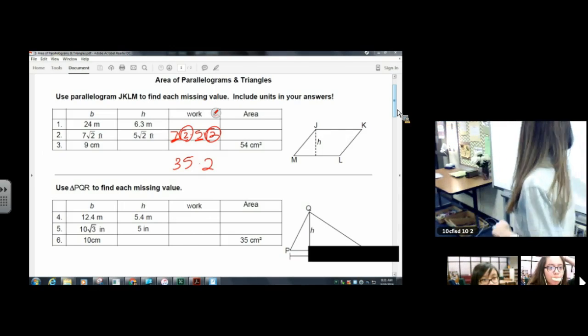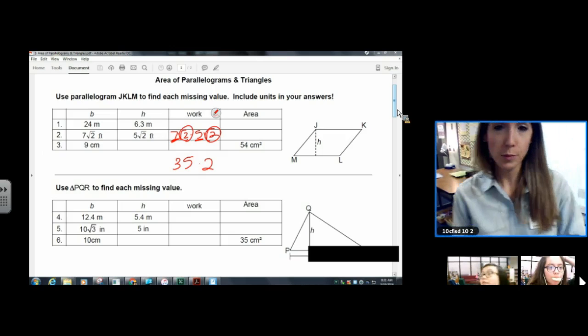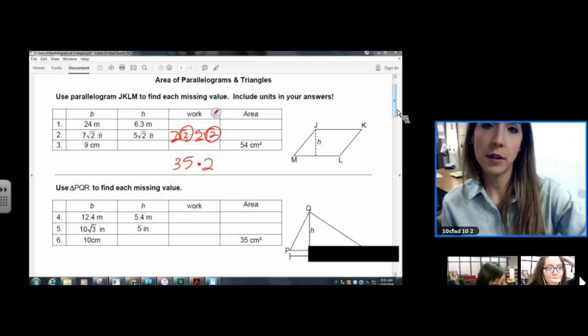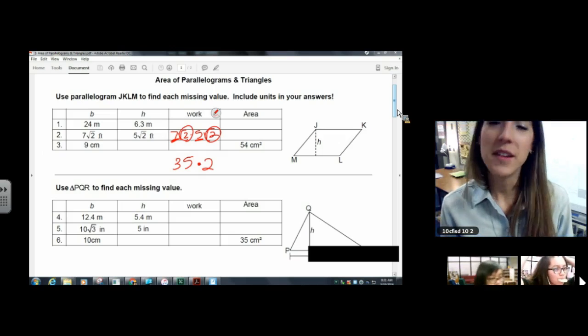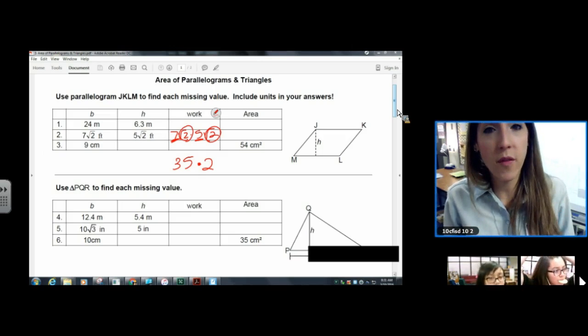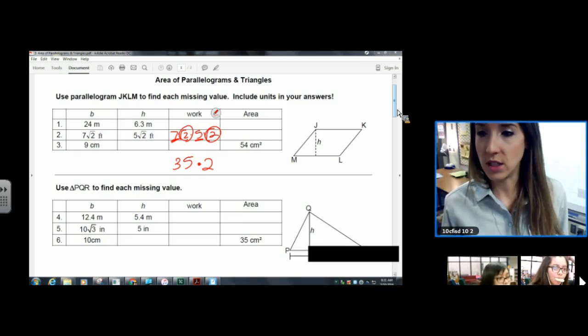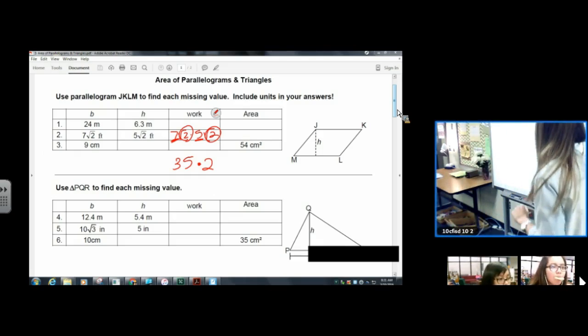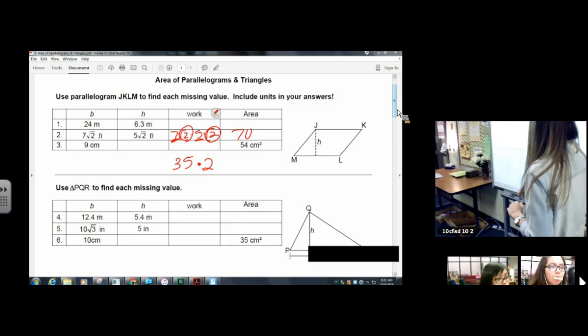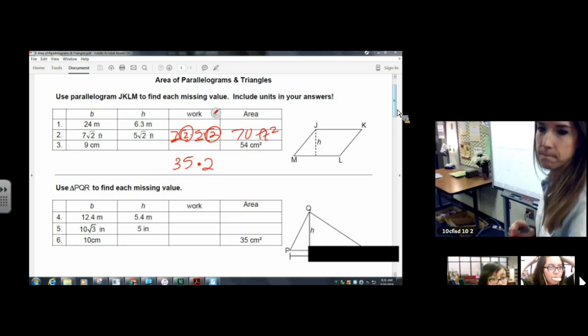Let's pretend you forgot that. That would be okay. You could say square root 2 times square root 2 is square root 4, but 4 is a perfect square, so the square root of 4 is 2. Either way, you get 2. 35 times 2, 70 feet squared.